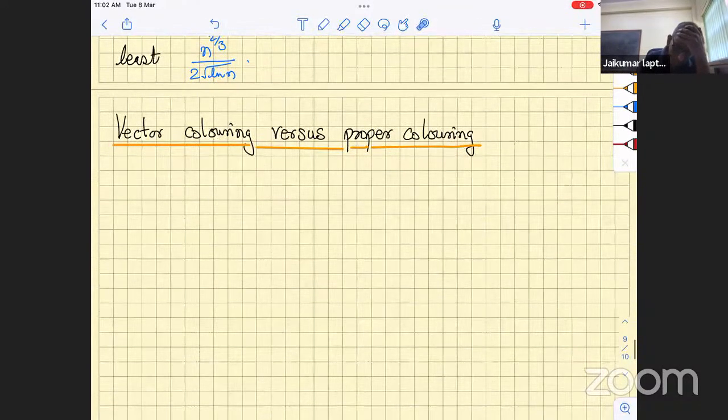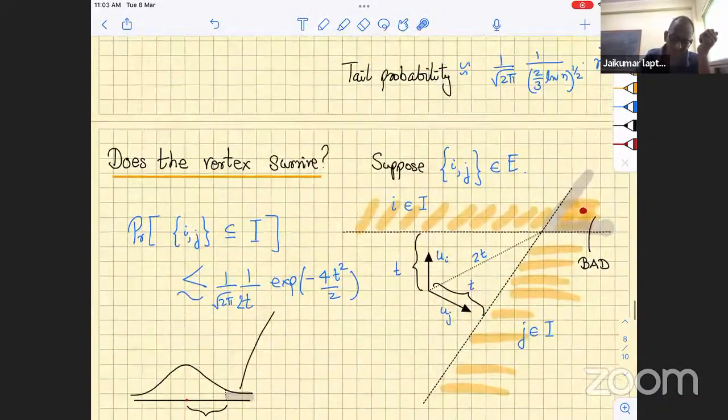It turns out that there are graphs which have a vector 3 coloring, but the actual chromatic number of that graph will be like n to the 0.1 or something. So vector coloring and 3 coloring are very different. But something can still be pulled out of the semi-definite program, and that is what Karger-Motwani-Sudan did.